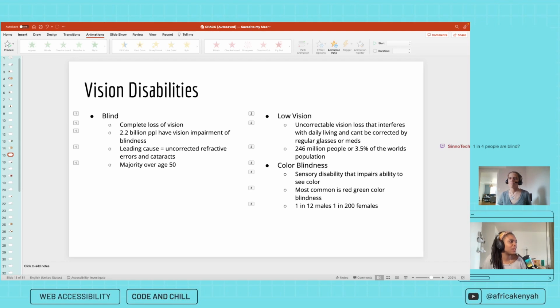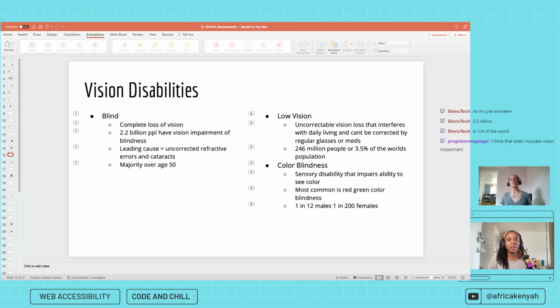Sinotech said 1 in 4 people are blind. Did I write that accidentally somewhere? 1 in 4 people have a disability. About 2% of the population is blind, I believe. 2.2 billion is a quarter of the world, so I might have my numbers wrong. I think that is the general number of people with a disability, not a visual impairment. It might be like that.